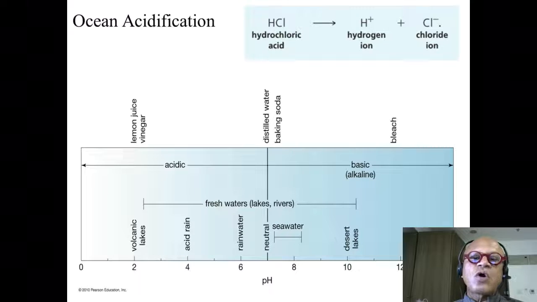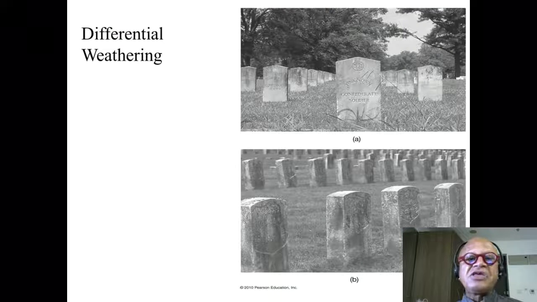Pure water, distilled water, is defined as neutral pH, which is 7. If the pH is less than that, like in rainwater, acid rain, volcanic lakes, lemon juice, vinegar, and so on, they are acidic. Ocean, we said, remains towards the basic or alkaline side of this scale, towards 8.1, 8.2. Baking soda, bleach, desert lakes, and seawater are greater than 7, just reminding ourselves.